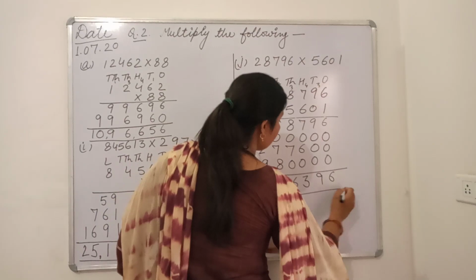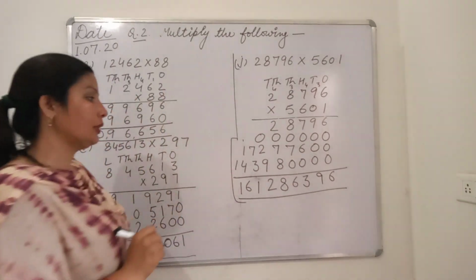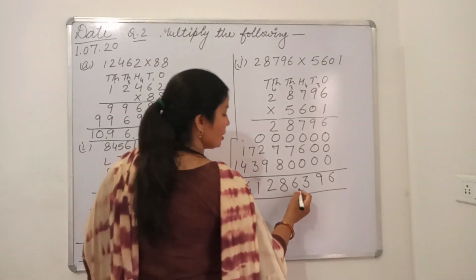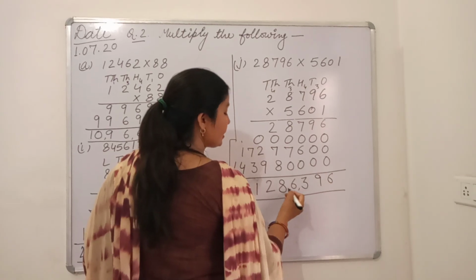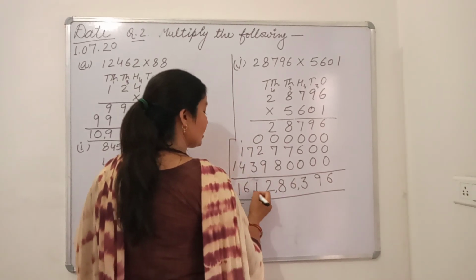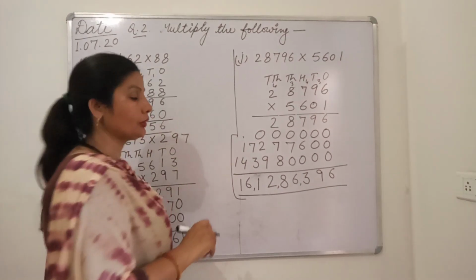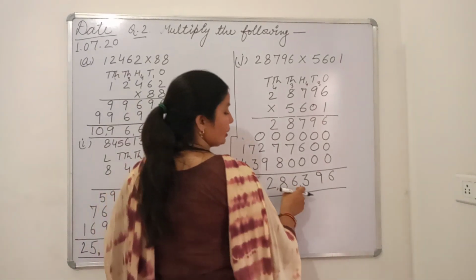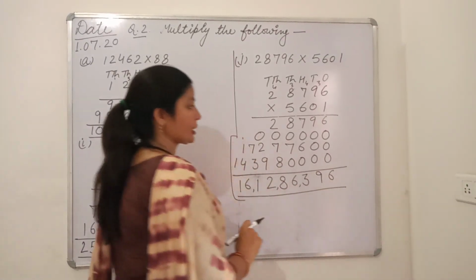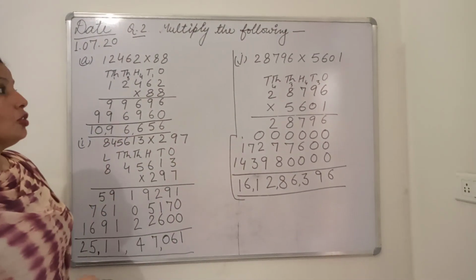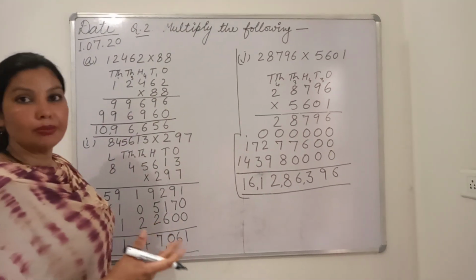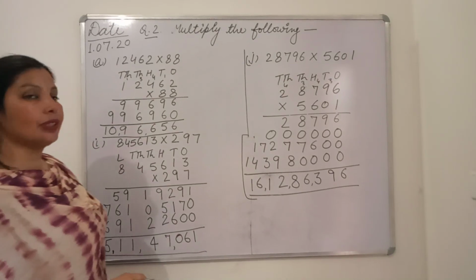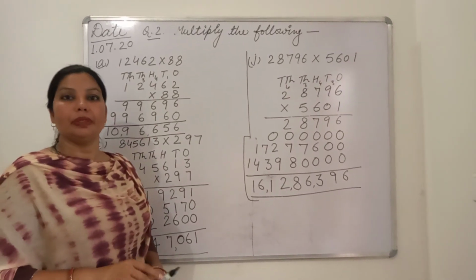Now this is your sum. Now we can put commas here. Ones, tens, hundred, thousand, 10,000, lakhs, 10 lakhs, crore, 10 crore. So what's your answer? 16 crore, 12 lakhs, 86,396. That's your answer. So by this method you can do multiplication. Okay. So questions 1 and 2 you will complete. Thank you.